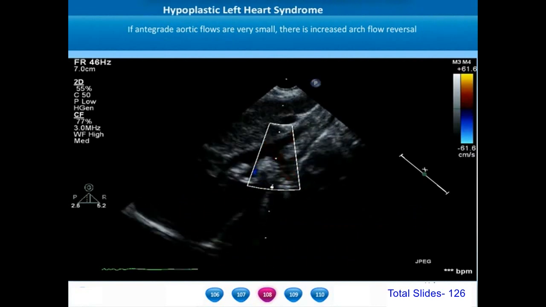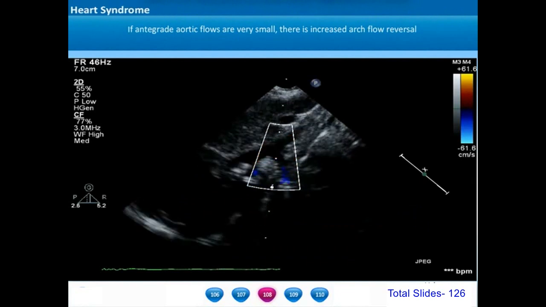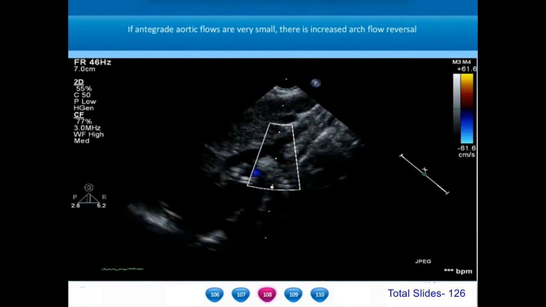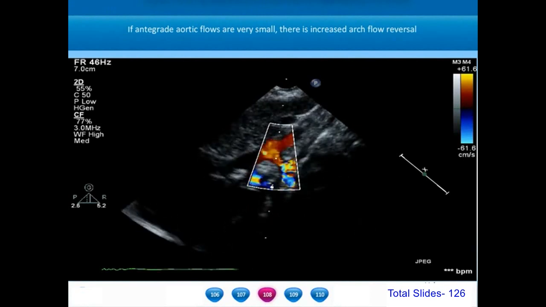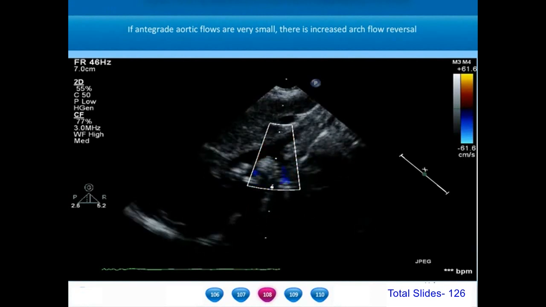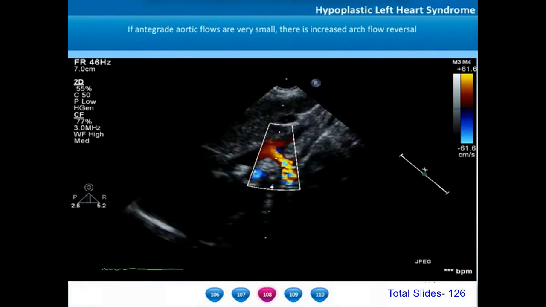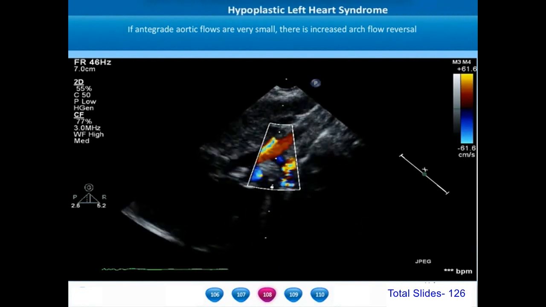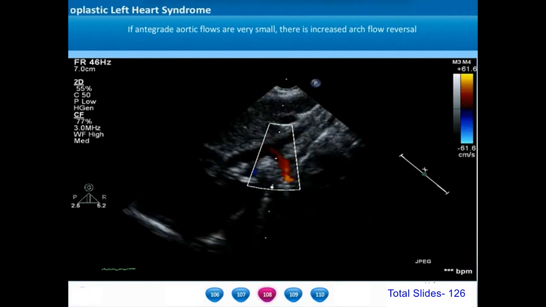If the antegrade flow through the aortic valve is very minimal, the flow in the arch of the aorta will entirely be from the descending thoracic aorta towards the ascending aorta. And so the color coding of the Doppler in the arch will be red.